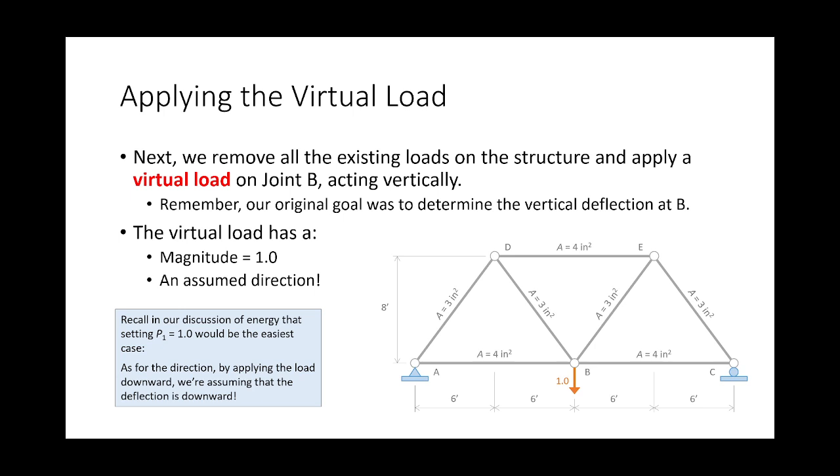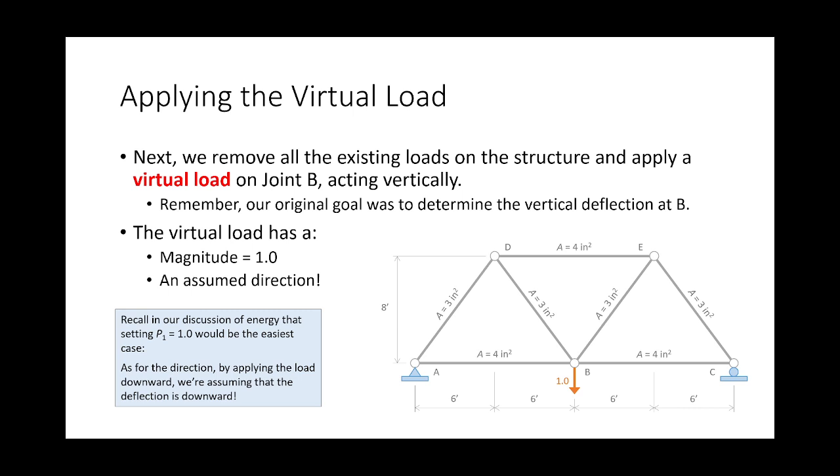I'm placing a single load. So a couple questions. Why am I placing it at B? Well, I'm placing it at B because I want to find the deflection at B. You place it wherever you want to find the deflection. Why is it vertical? Because I want to find vertical deflection. If I wanted to find horizontal deflection at E, I'd place a horizontal load at E. Now, why is it going downward? Why don't I place it upwards?